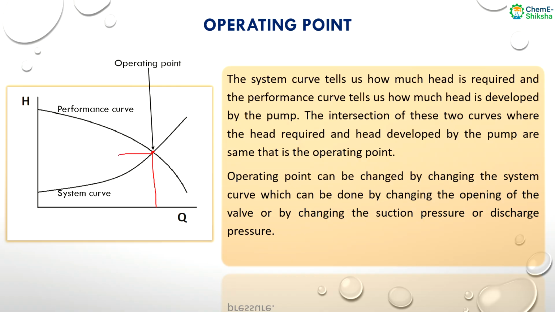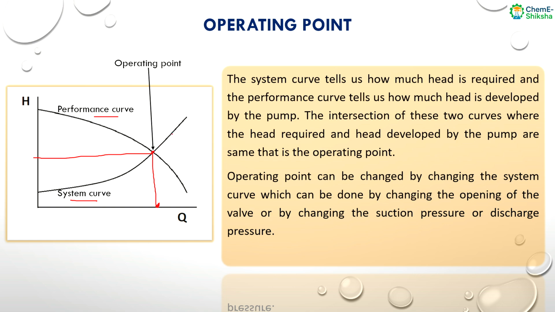So if we want to change this operating point, because we may not need this amount of flow rate and this amount of head, because corresponding to this operating point we can see this is the head and this is the flow rate, but we may require a little less flow rate or some more flow rate. So this changing of the operating point can be done by changing the system curve, because we cannot change the performance curve of a pump. We can shift the system curve by changing the opening of the valve, or by changing the suction pressure or the discharge pressure.